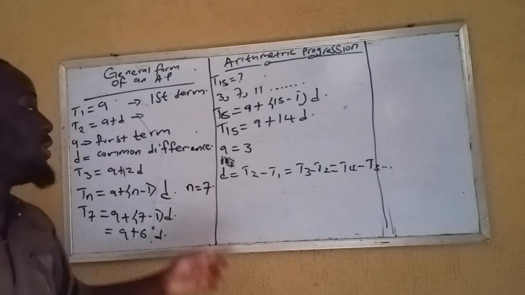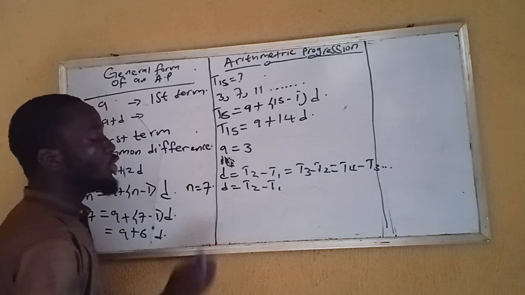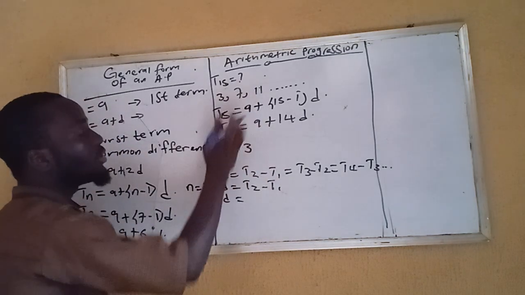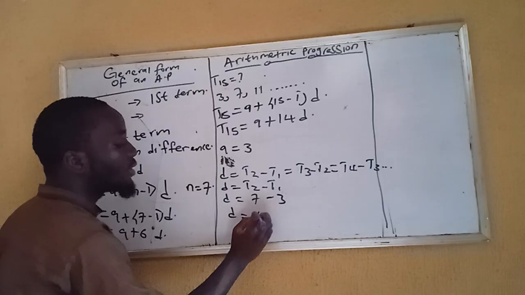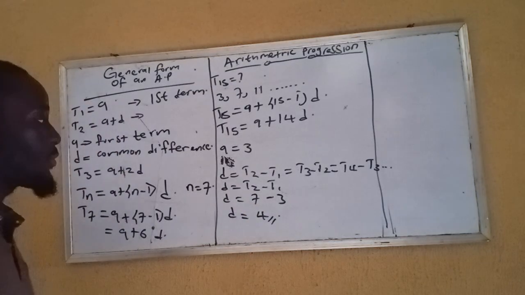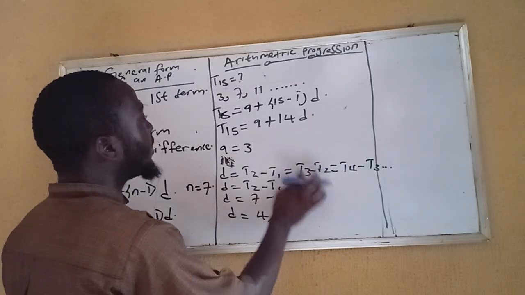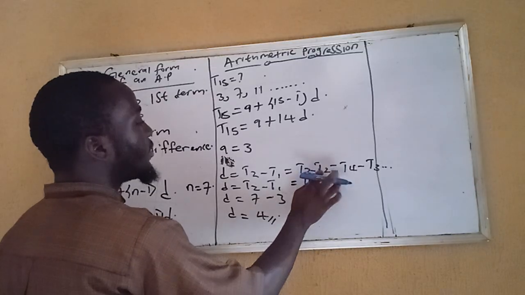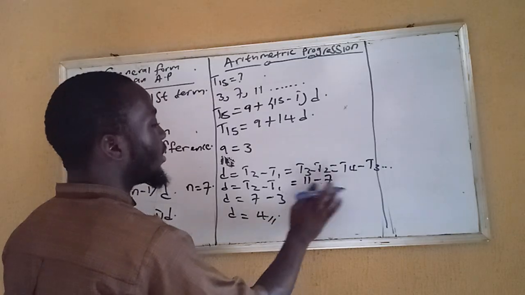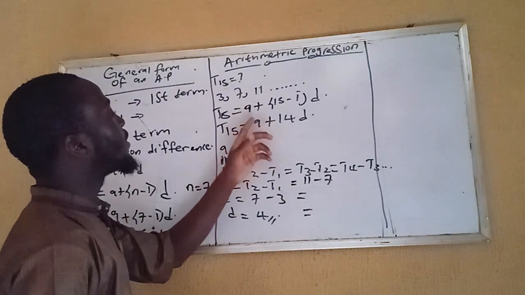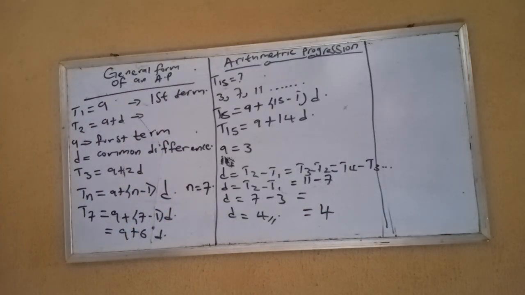So let's use D is equal to T2 minus T1. We have D equal to the second term, which is 7, minus the first term, which is 3. So D is equal to 7 minus 3, which is 4. Final answer. Also, if you use T3 minus T2, you're going to have T3, which is 11, minus T2, which is 7. 11 minus 7 will also give us 4. As simple as that.